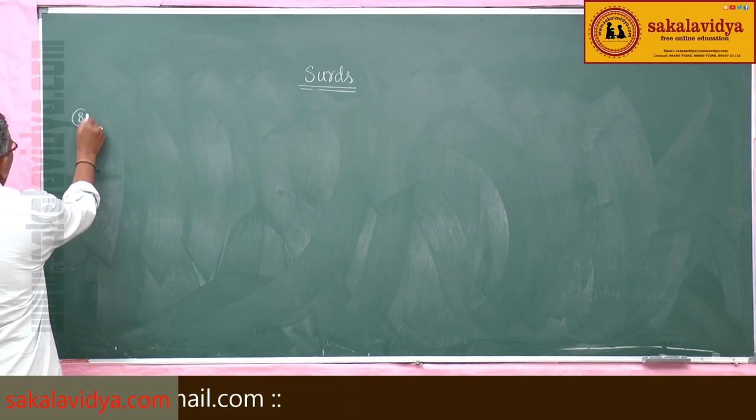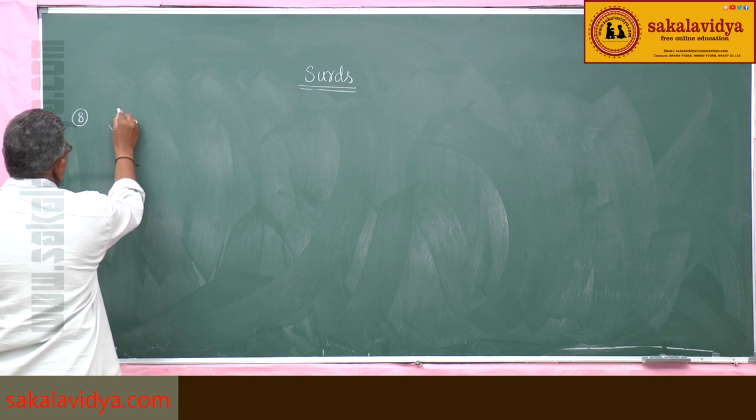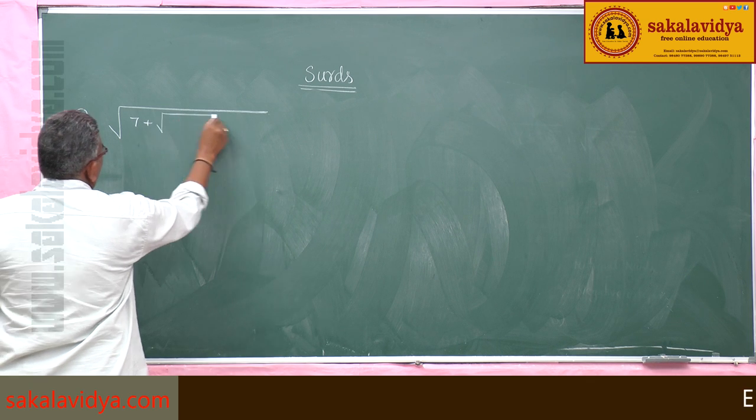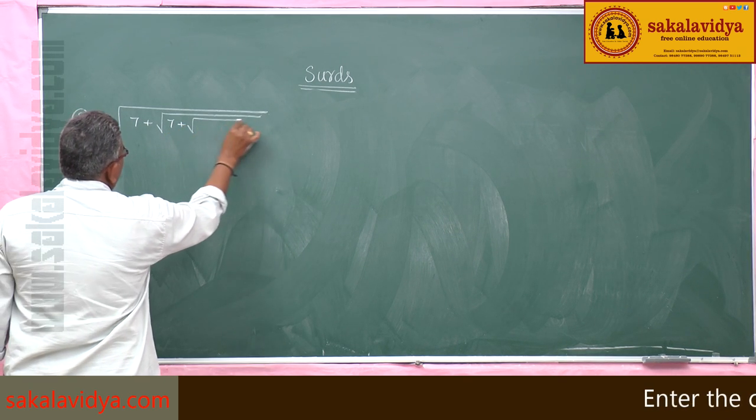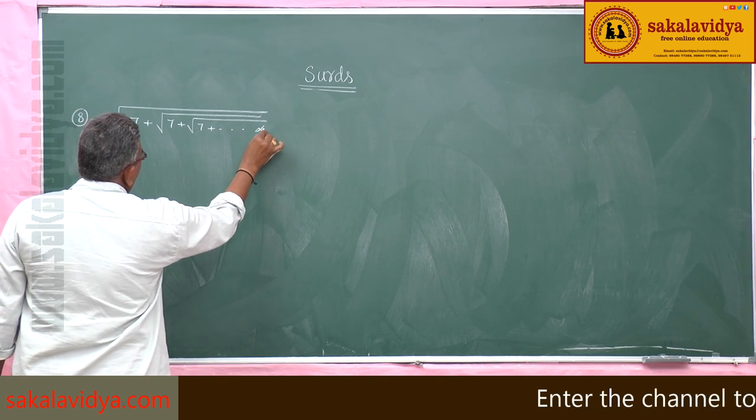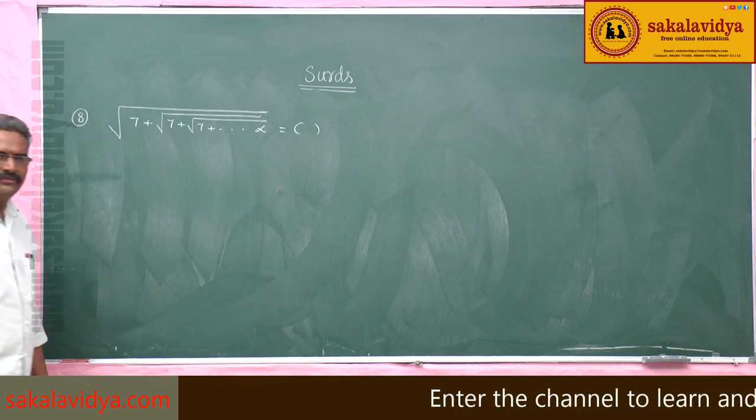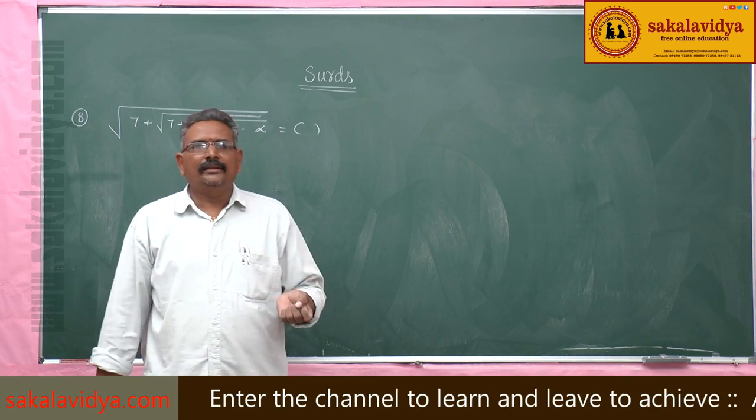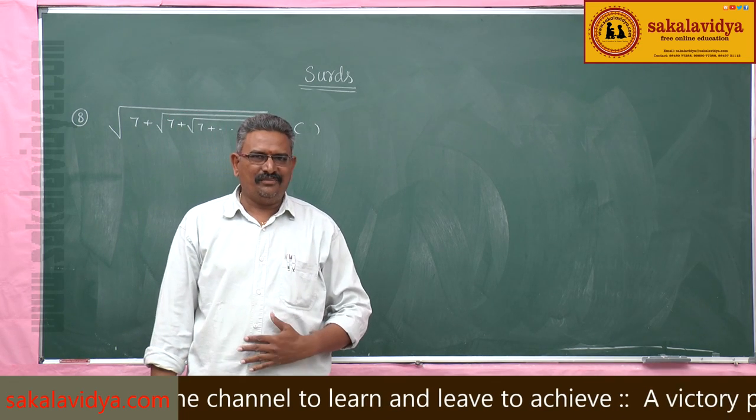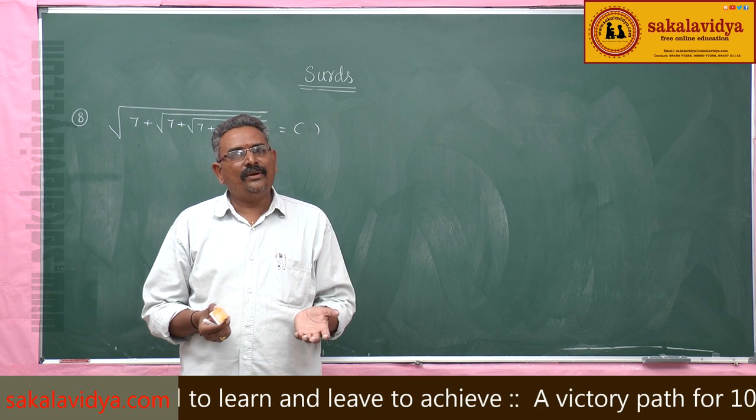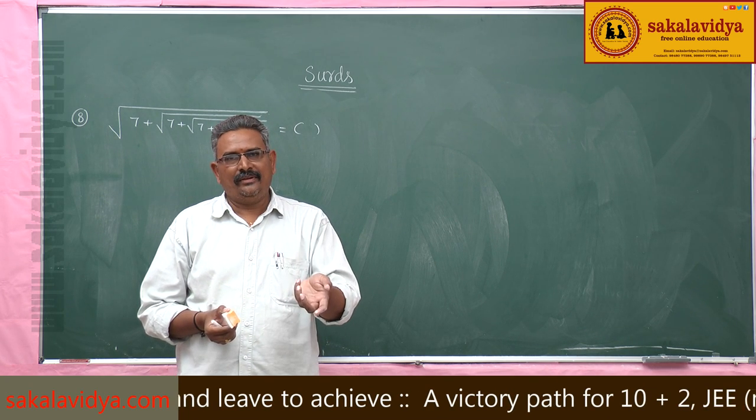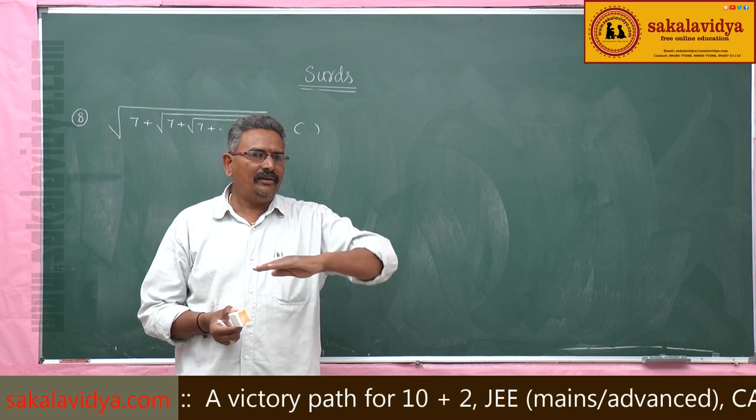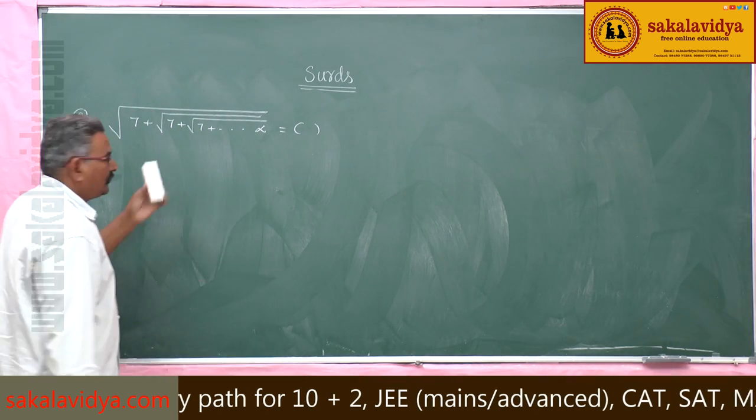So now how to find out this one: square root of 7 plus square root of 7 plus square root of 7 dash dash infinity. In this case 7 is a prime number that cannot be written as a product of two consecutive numbers. It can only be written in the form of 7 into 1 and 1 into 7. So for that one we have to make a formulation. Let us formulate first, then after that we apply that formula.